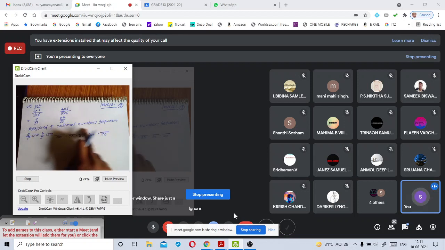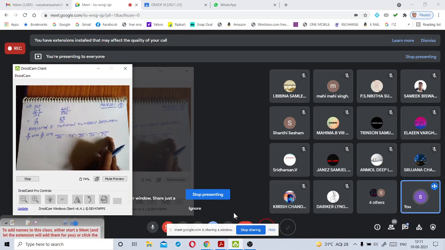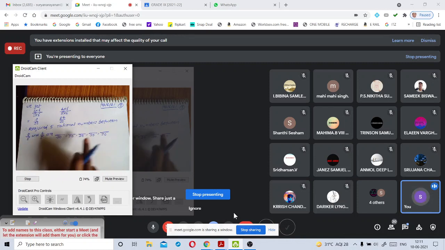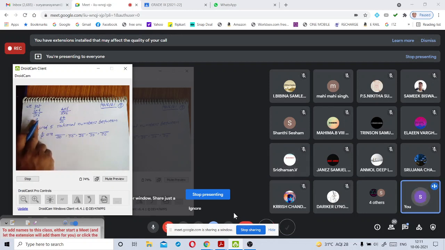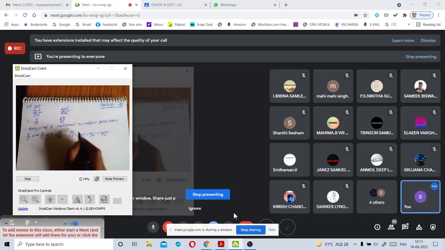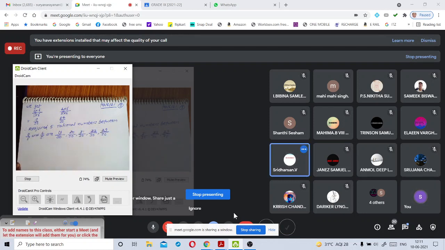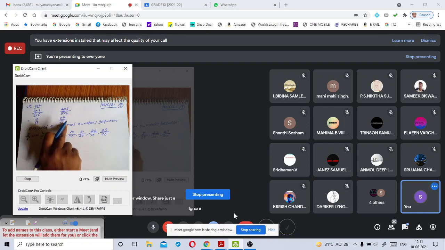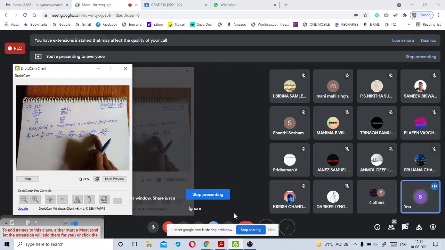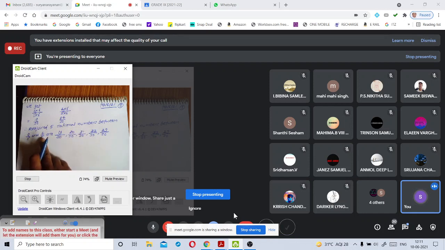Now come to the numerator part. We completed the denominator part of these 5 fractions, 5 rational numbers. In the numerator, what should we write? Tell me, Sridarshan. Sir, 19. Yes, very good. After 18, 19, 20, 21, 22, then 23. After that, we got here 24 by 30. Yes or no? So here we got 5 rational numbers between 3 by 5 and 4 by 5.